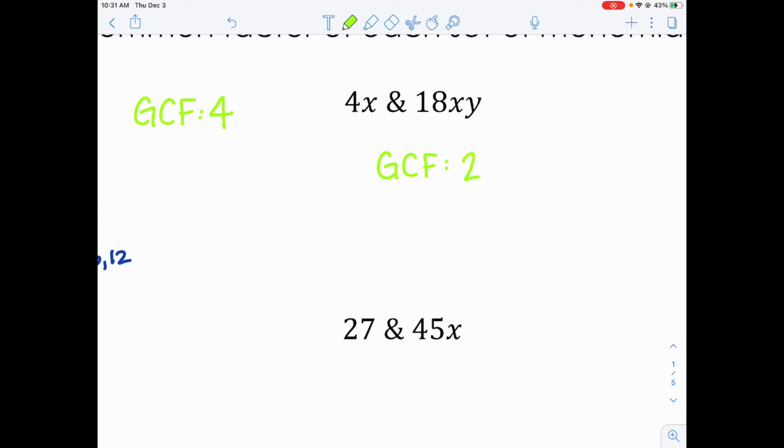Now, to pull a variable out and make it a greatest common factor, both of the terms have to have that variable. So looking at this one, 4x and 18xy, they both have an x, and because they both have an x, that could be pulled out as part of my greatest common factor. They both do not have a y, so the y cannot be pulled out and made my greatest common factor. So between 4x and 18xy, my greatest common factor is 2x.